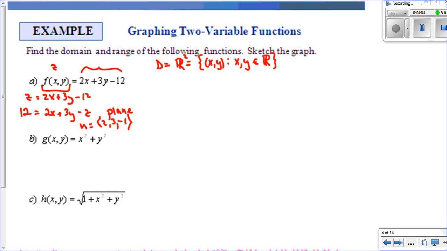Okay, so we have a plane. So imagine the plane. It's not parallel to any of the axes. So we've got some plane. Let's go ahead and get the graph of it. We can easily graph it by finding the intercepts. The x-intercept you get by letting y and z both be 0. So we would have 0 equals 2x plus 0 minus 12. So we would have that x is equal to 6.